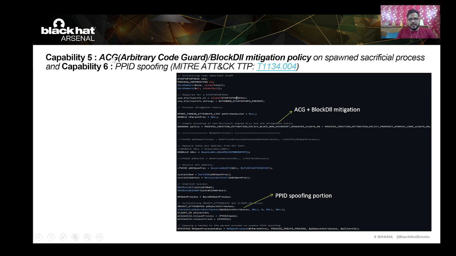So I am actually adding ACG and block DLL capabilities into the spawn process as well as the PPID spoofing. The block DLL capabilities are actually used because if the EDR DLL is not signed by a Microsoft certificate, it would actually block that EDR DLL from being injected into my spawn process. If the EDR DLL is signed, then this thing wouldn't work. But if it is not, then block DLL would be helpful to defend our malware. And then it is performing PPID spoofing.